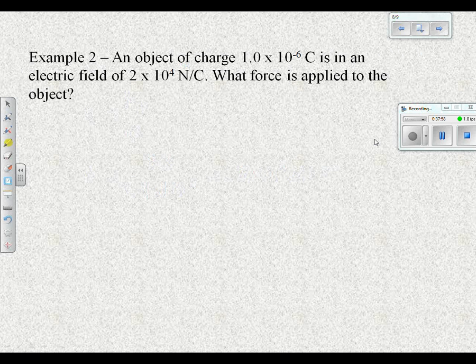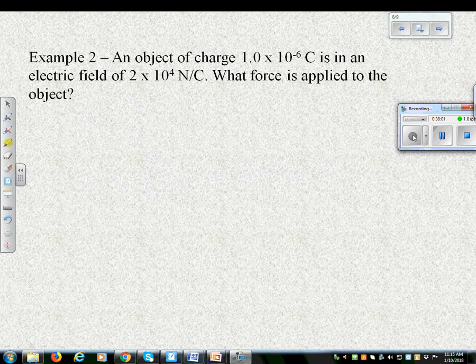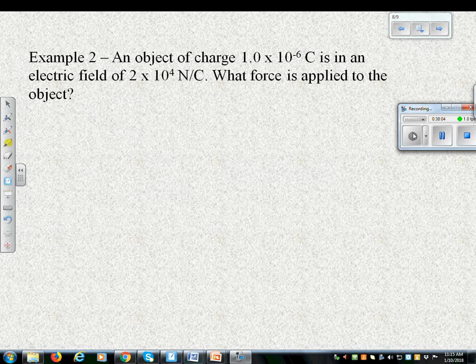Here's example number 2. This one's a little bit different. I got 3 minutes, so I got to hustle. Here we have an object of charge. That is our Q. It's in an electric field. That is our E. We are asked to solve for the force. You're going to write the same formula.